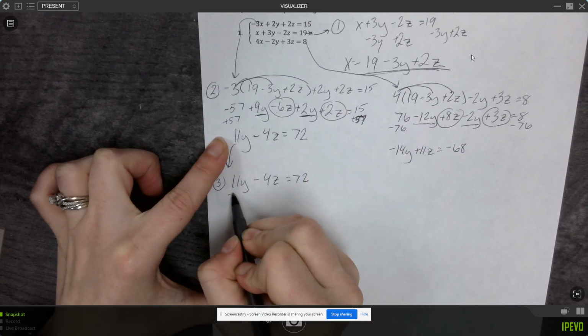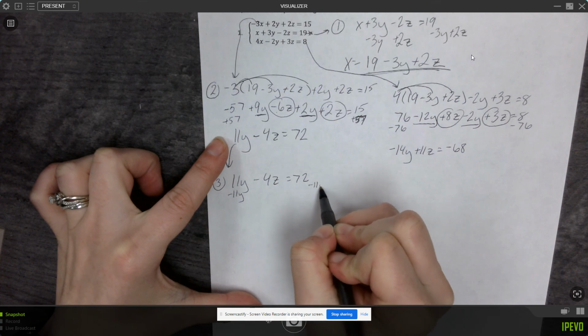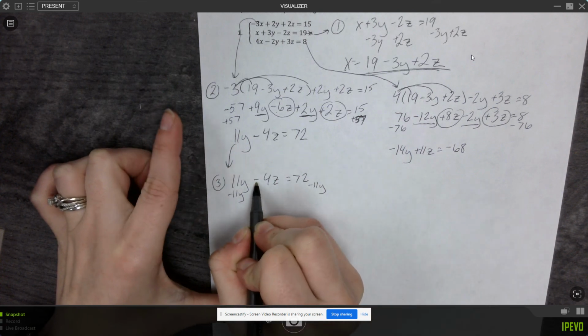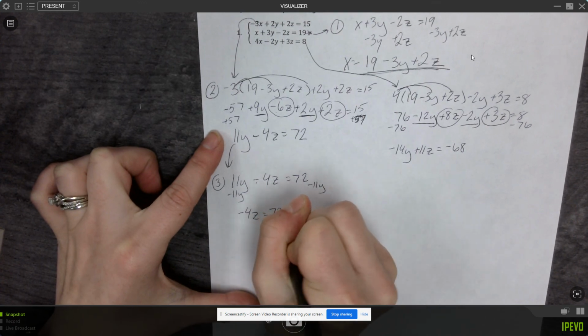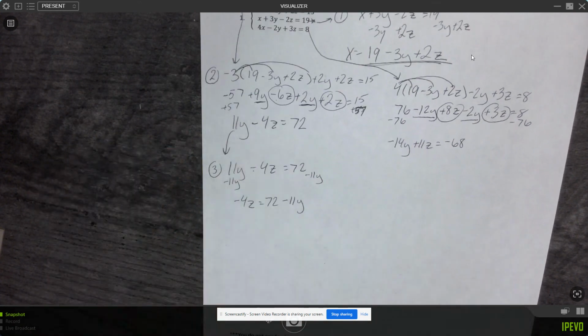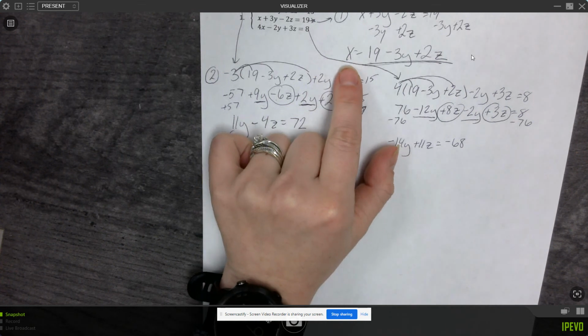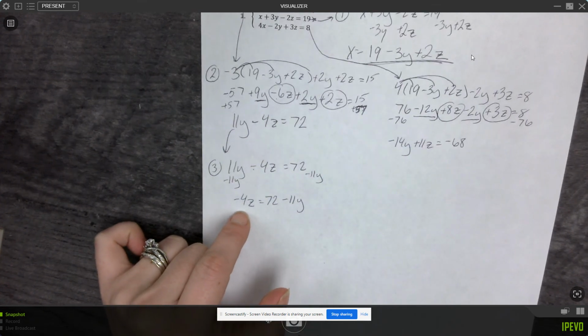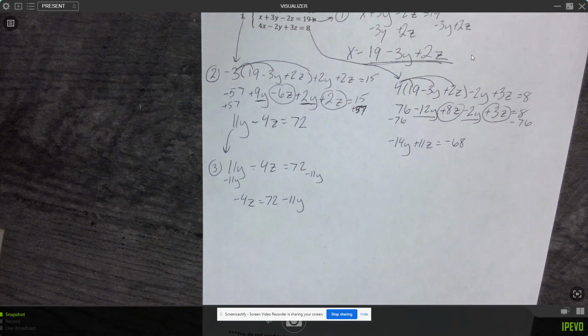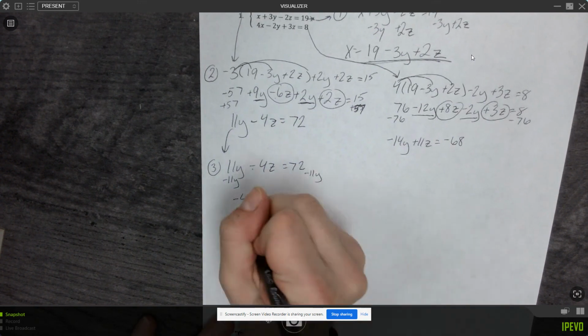I'm going to need to move this 11y to the other side. So I'm going to subtract 11y. That gives me negative 4z equals 72 minus 11y. Now before I was done because x was by itself, but I'm not done here because you have this negative 4 in front. And you get rid of that by dividing everything by negative 4.